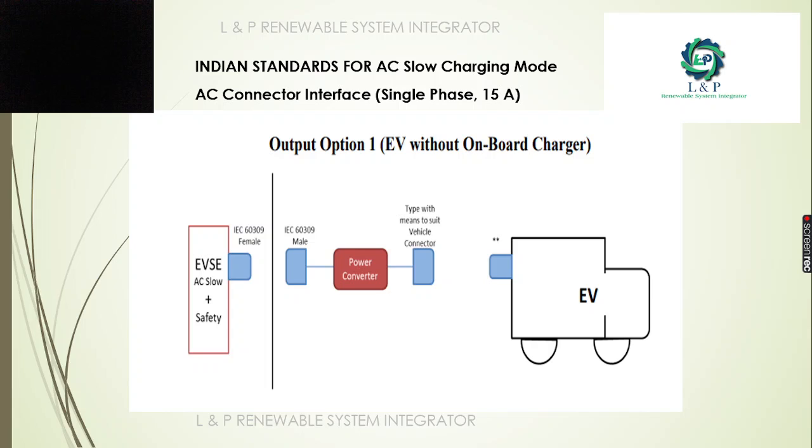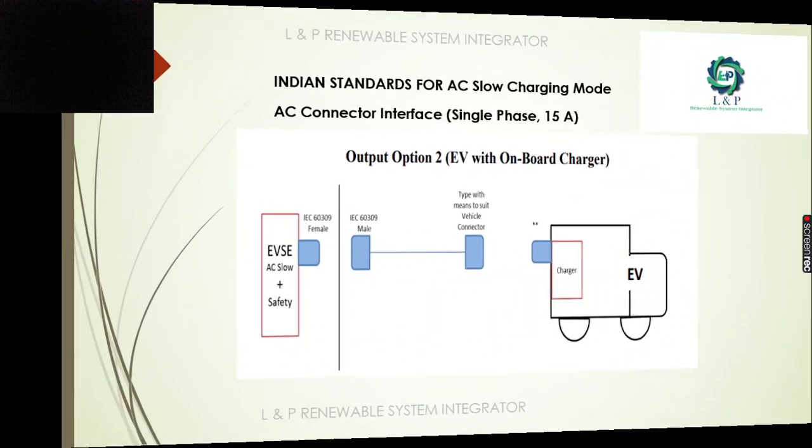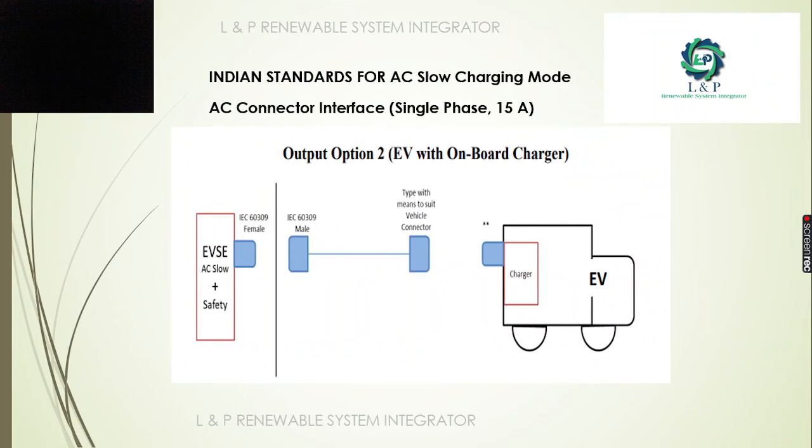When we get into the output options, for the first one we have an electric vehicle without an onboard charger. This is how it looks like. Since there is no onboard charger, the weight will be a little less. The second option is an electric vehicle with the onboard charger. This is how it looks like. Through the IEC 60309 female connector, we get connected to the male. Through the male, we connect with the vehicle connectors.